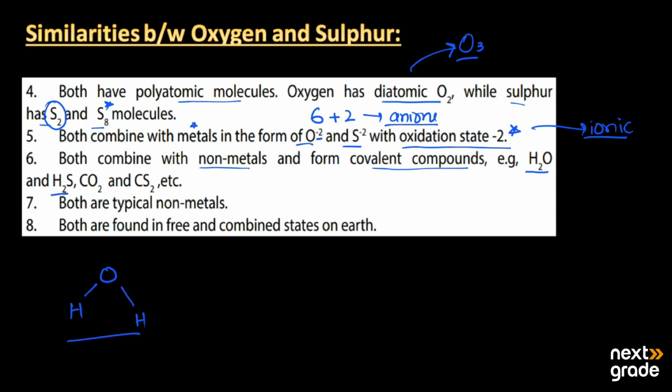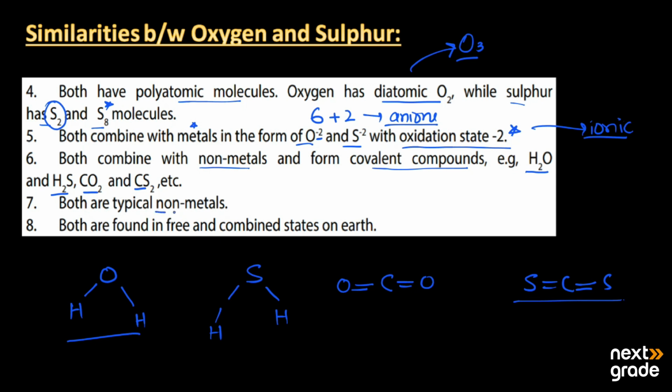It is also present in the hydrogen sulfide form, where we have sulfur and two hydrogens attached to it. Carbon dioxide, in which both oxygen atoms are attached to the carbon. We have its counterpart CS2, in which the sulfur atoms are attached to the carbon atom on its two sides.